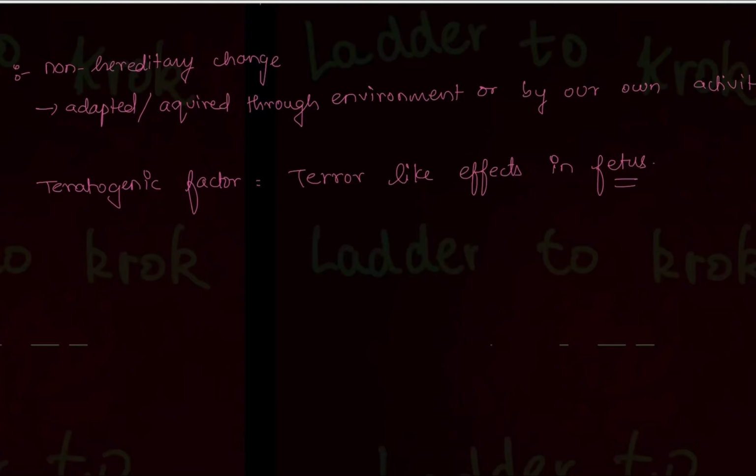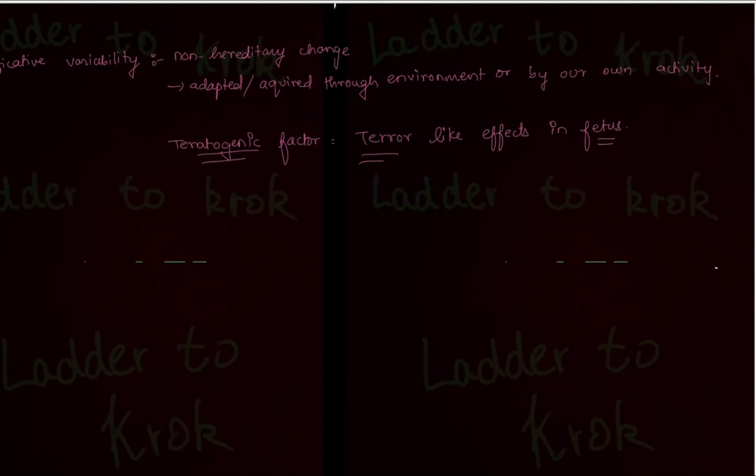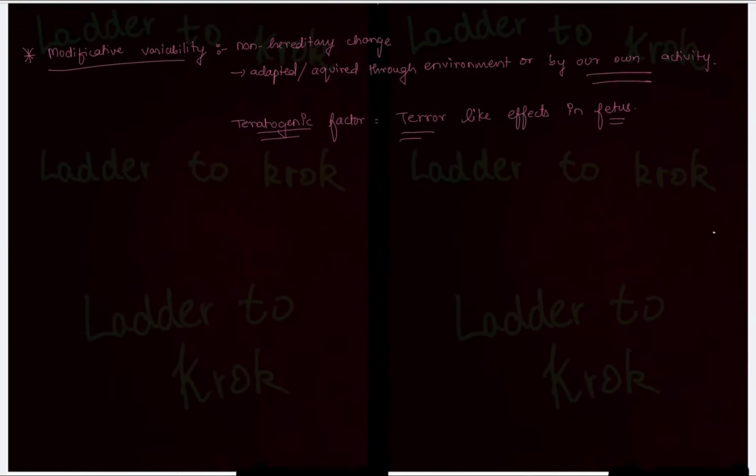For example, stomach in the mouth. Can you imagine it? So that is the teratogenic factor which is occurring. Why? Because the woman took the antibiotic which she wasn't allowed to take. So the teratogenic factor came because of her own activity. So this is called modificative variability. Modificative variability is related to teratogenic factor.